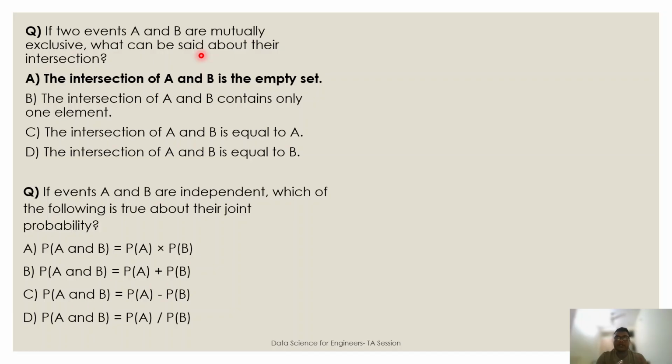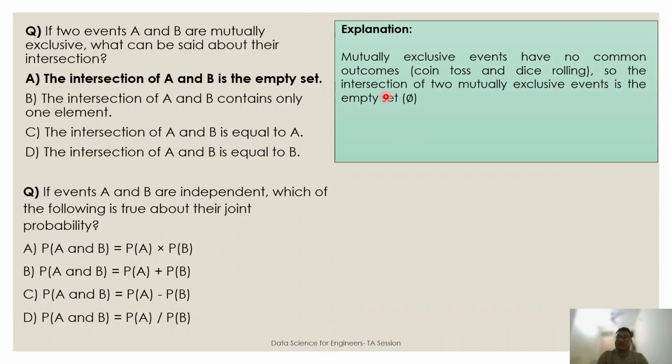We already talked that the probability of A intersection B will give you zero, meaning there is nothing else there. Nothing means that's an empty set. You are not going to get anything. So a mutually exclusive event has no common outcomes, such as a coin toss and die rolling. So the intersection between two mutually exclusive events is empty. This is the wrong example, I think; it should be the toss of a coin. I will make changes in the PPT.